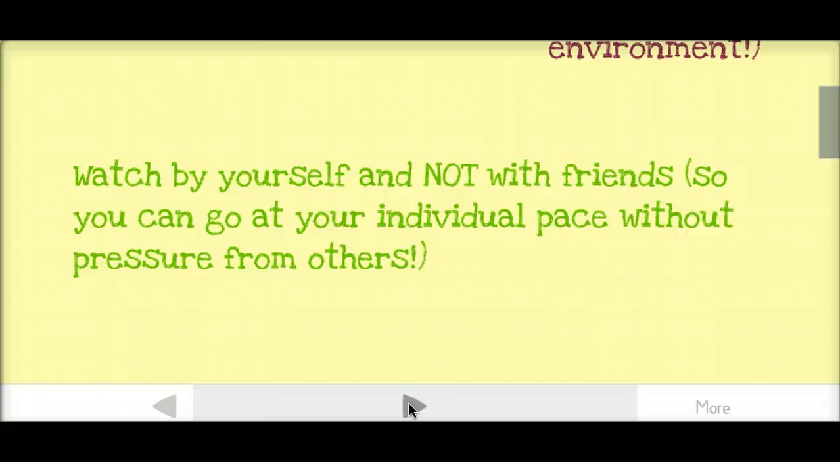Watch by yourself and not with friends, so you can go at your own individual pace without pressure from others. This is really important because all of us learn at a different pace. So if you're watching by yourself, you can go at your own speed. If you watch it with friends, you may feel like you need to go faster if they understand a concept sooner than you do.